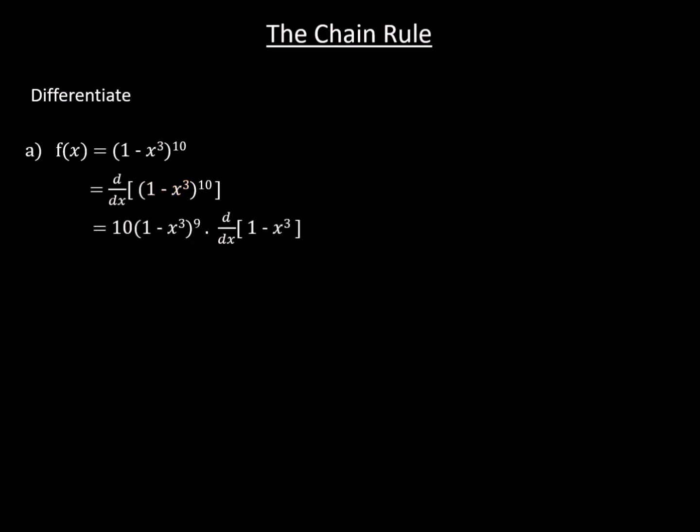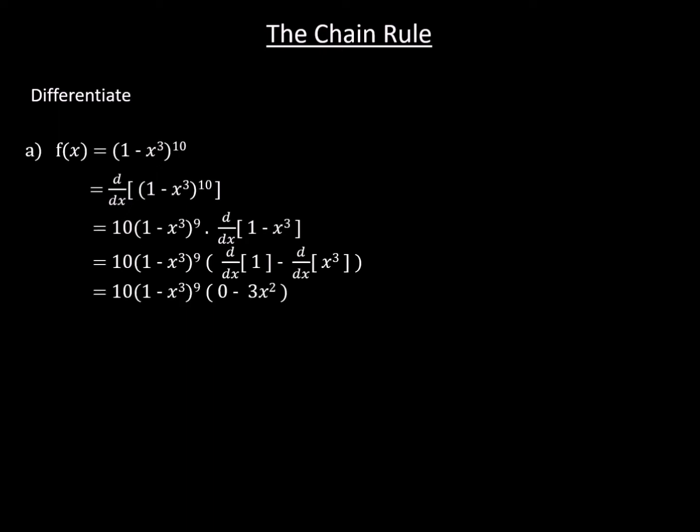This will then give us 10 times (1 minus x cubed) all to the power 9 times the derivative of the inner function. Then we just simplify until we get the final answer of 30x squared times (1 minus x cubed) to the power 9. Then, we simplify even further.